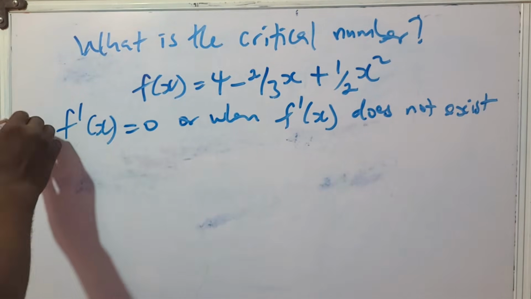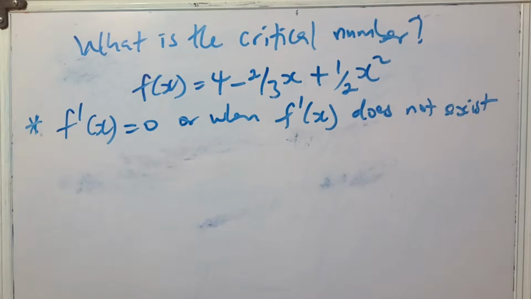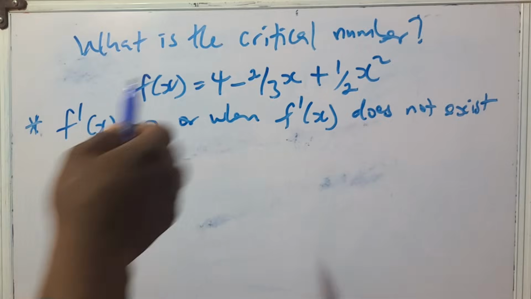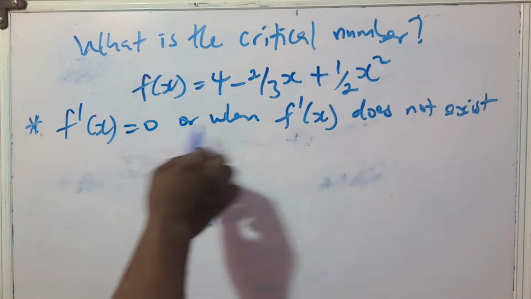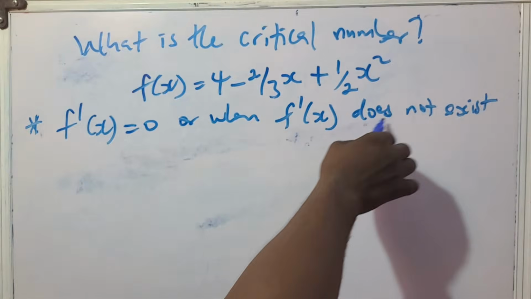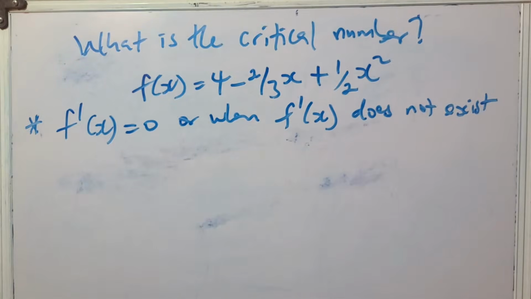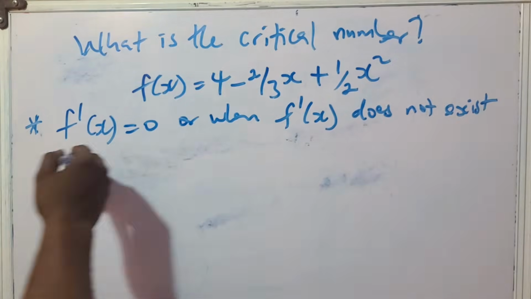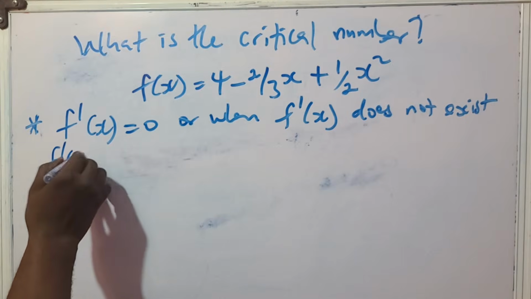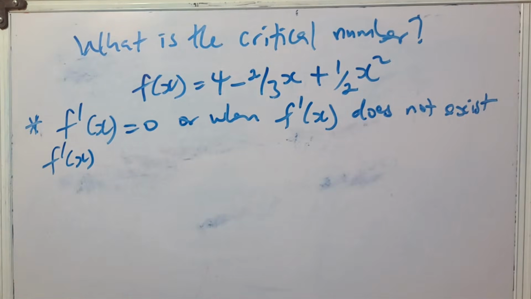So this is the point, the condition, that makes you get your critical number. Your critical number is gotten when your derivative is equal to 0 or when the derivative of your function does not exist. So on the basis of the derivative being equal to 0, we have to go on to find the derivative of the function, which I'm sure every one of you can solve.